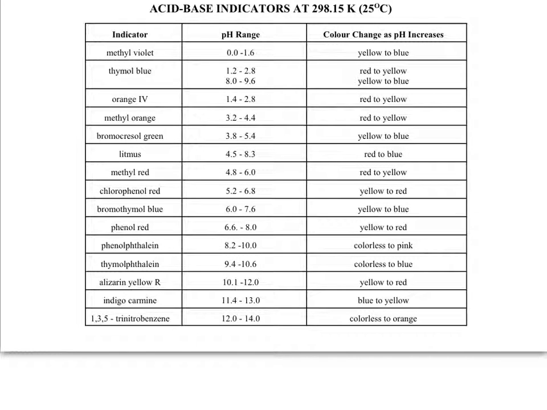If you look at your acids and bases strengths table in your chemistry data booklet, you will notice at the bottom of the page there is a list of acid-base indicators. They start at methyl violet and go all the way to 1,3,5-trinitrobenzene. You'll also notice that next to the indicator name is the pH range. The pH range indicates the range in which the indicator will change color.